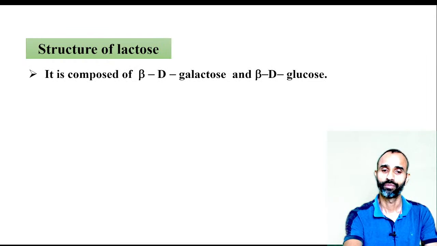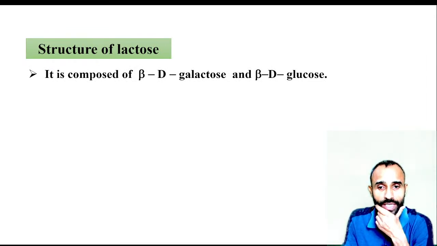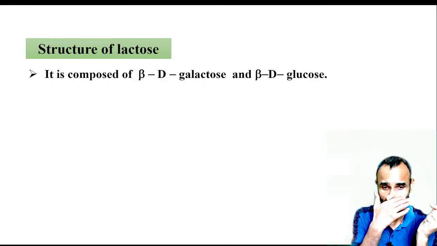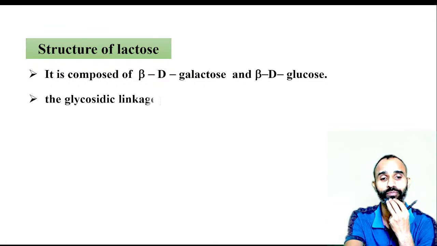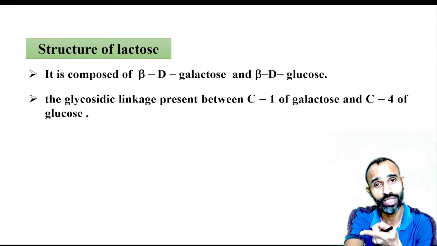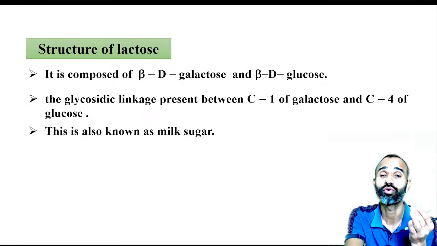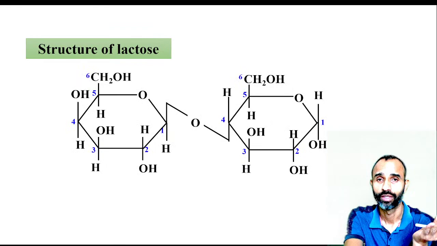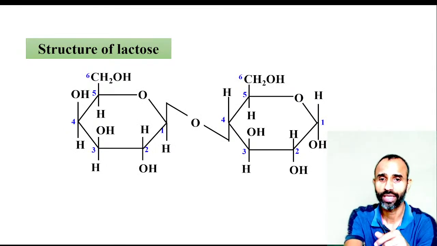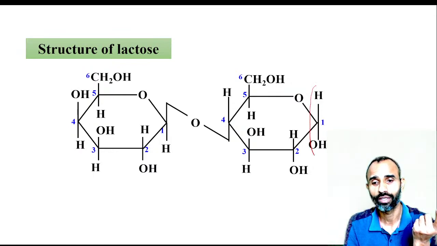Lactose is obtained from beta D plus galactose and beta D minus glucose. There is a glycosidic linkage between C1 of galactose and C4 of glucose. This is also called milk sugar. Again, it is a disaccharide and again a reducing sugar because C1 is free.